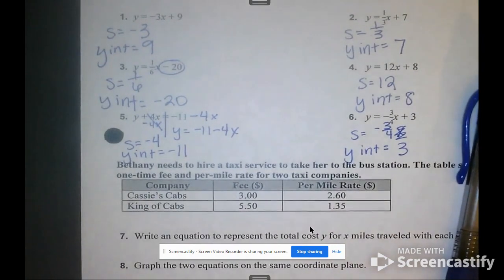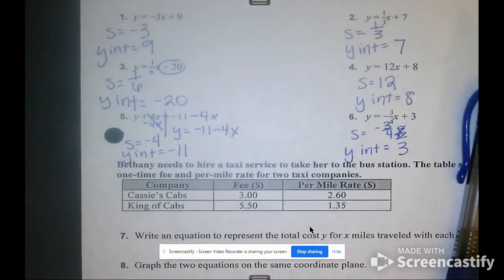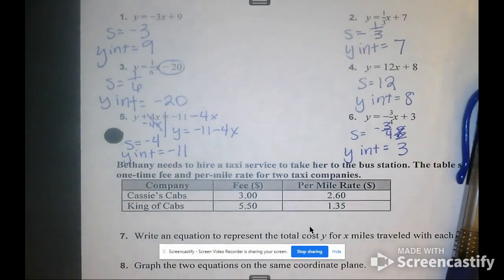Yes, ma'am. On number 4, what if there is not a negative number? Okay, you're asking about the y-intercept? If it doesn't have a y-intercept, it doesn't have a y-intercept. Remember, because that tells us it's what? Proportional. So it is okay to not have one.